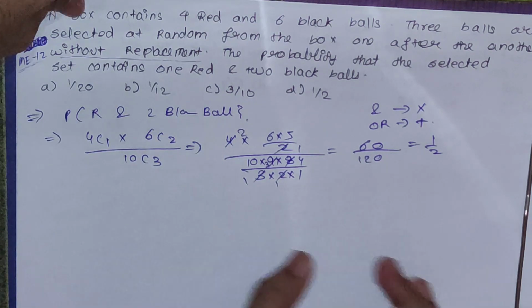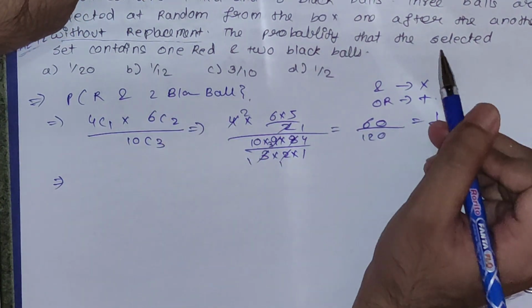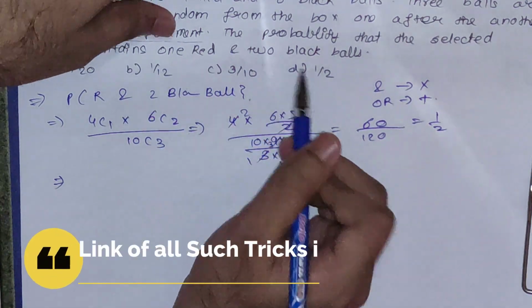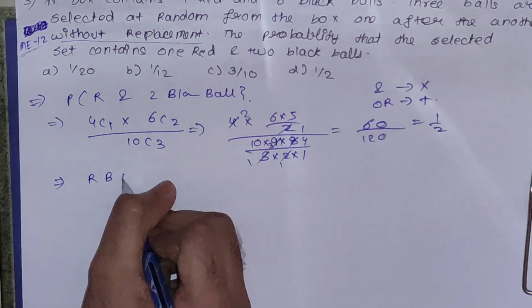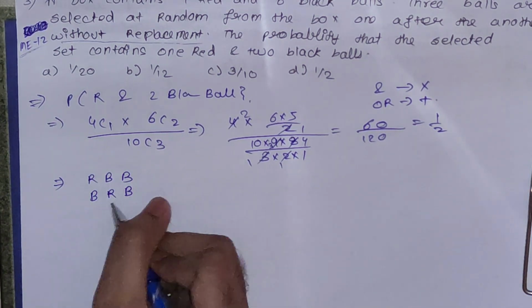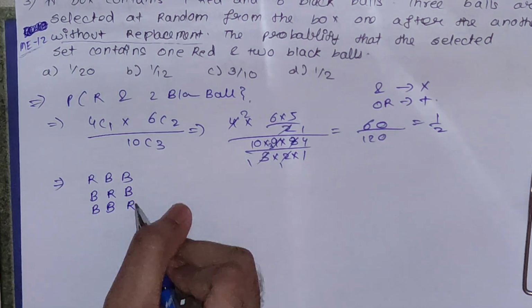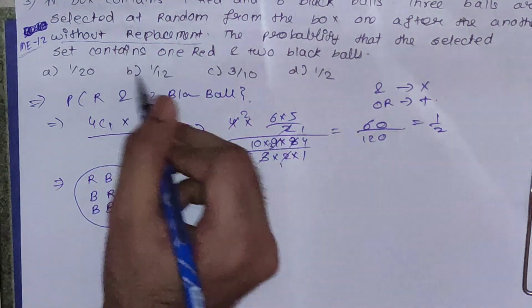Let's see the basic approach also. For the basic approach, we have to find the probability that the set contains 1 red ball and 2 black balls. The combination can be red, black, black, or it can be black, red, black, or it can be black, black, red. These three are the cases. Basically in these arrangements we can get this set.